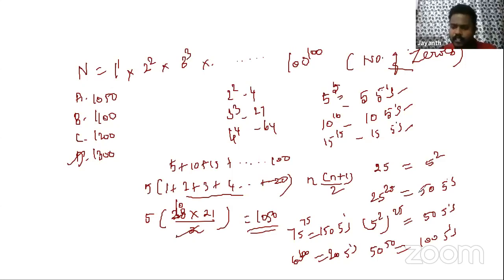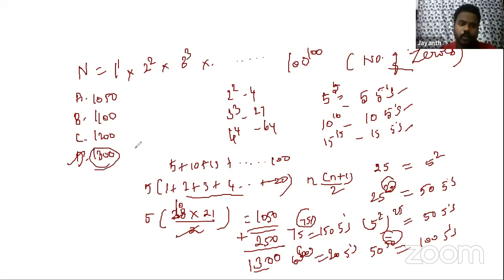So this has to be added. Here only multiples of 25 are added. Here 25 is already taken, so some 25 extra, here some 50 extra, 75 extra, 100 extra. So 25 plus 50 is 75, 75 plus 75 is 150, 150 plus 200 is 250. This 250 has to be taken into consideration. That is 1050 plus 250, which is 1300. So a total of 1300 zeros are present in this product.